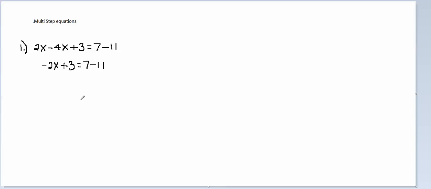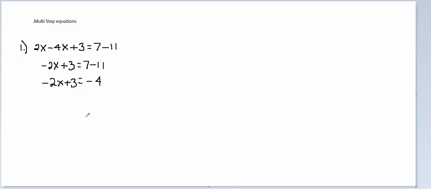So if I look to the left side, can I combine anything else? Well, I can't add an x and a number, so I'm as simplified as I can be. Then let's look at the right side. I have 7 minus 11, so I can simplify the right side some more. The left side is going to stay the same as negative 2x plus 3, and then 7 minus 11 would give us negative 4. I almost put negative 3.